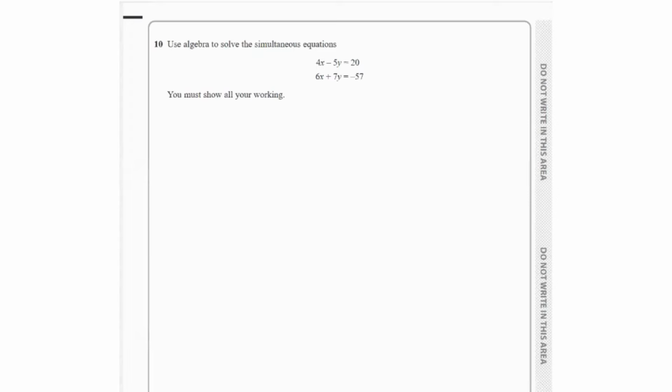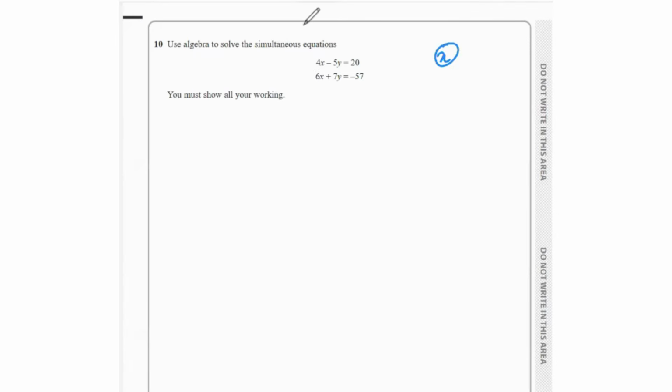So for elimination, first you need to decide which variable you want to eliminate. Do you want to eliminate x or y? I'm going to choose x over here. So for x, once I've decided the variable, I need to figure out what the coefficients of that variable are in both the equations. In the first equation, the coefficient of x is 4. In the second equation, the coefficient of x is 6. So they're not the same. Next step would be to make them the same.